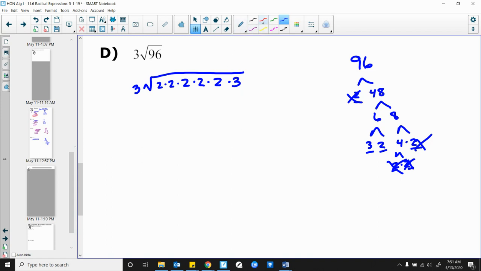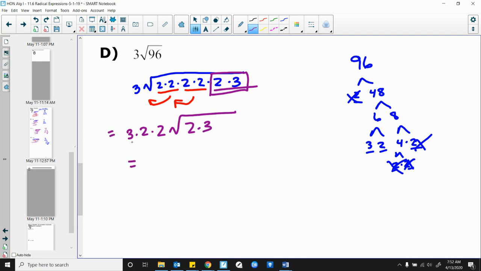Okay. And like anything else, we want to check for our pairs. So I've got a pair of 2s right here. I got a pair of 2s right here. So these are both going to go outside. Okay. Now when they come outside, they become 1. So on the outside, I'm going to have a 3 times 2. Now, since there's 2 pairs, I'm going to have another 2. And then left on the inside would just be what's not a pair here. So 2 times 3.